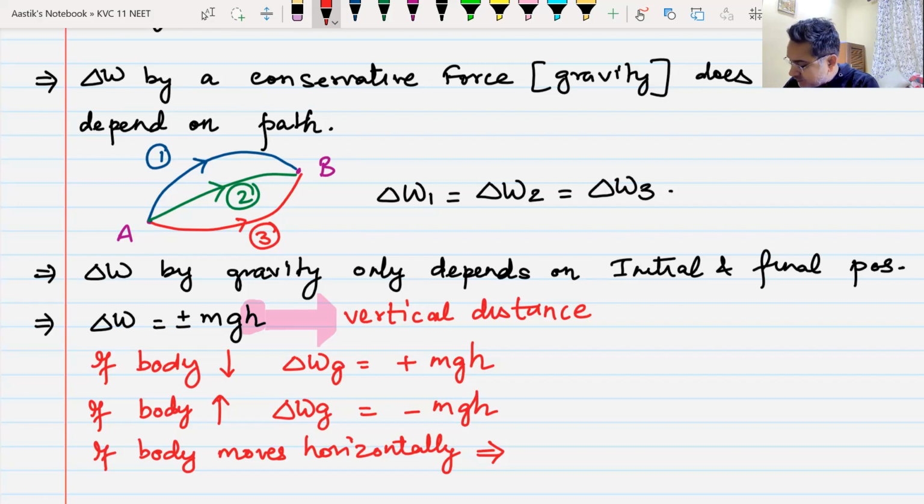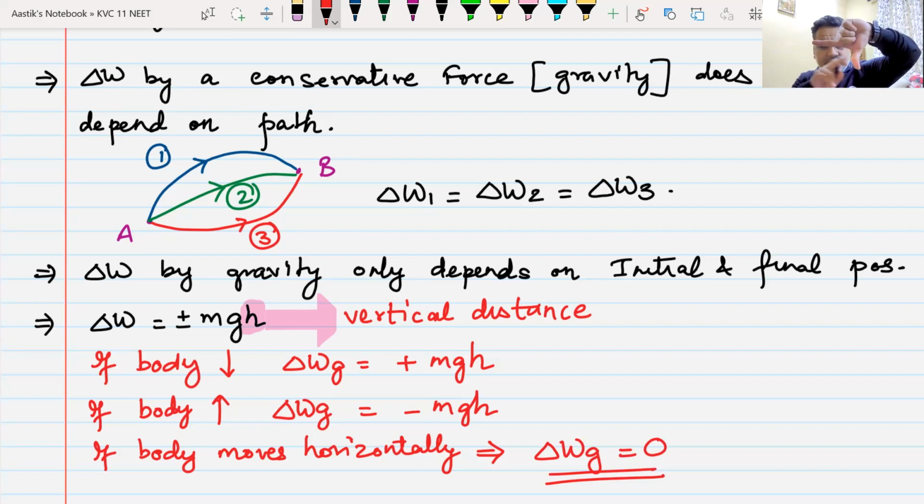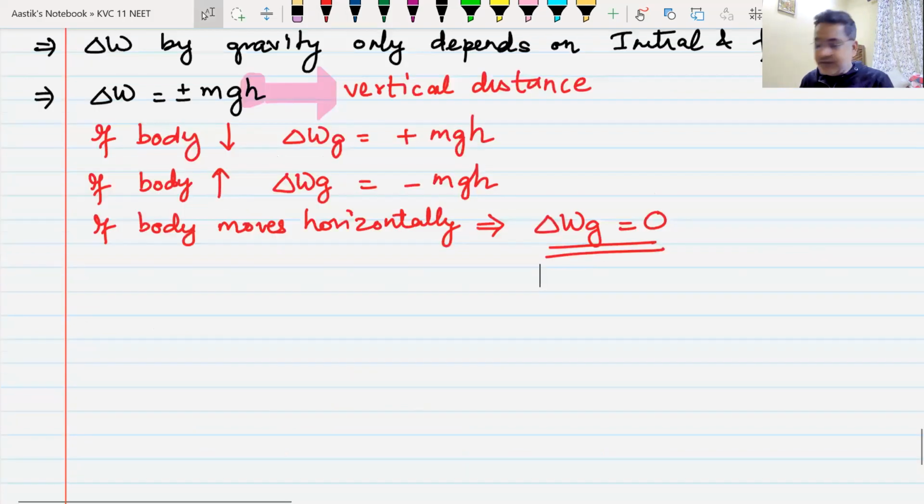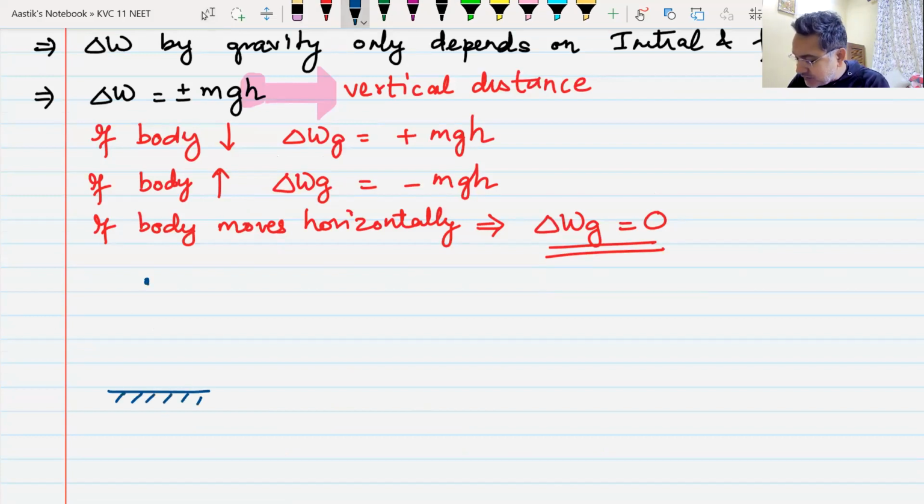In that case, the work done by gravity, as we have seen in the previous examples, will always be equal to 0 because the angle between force and displacement would be 90 degrees. Now you can see some examples of when the work done is positive and when it is negative.